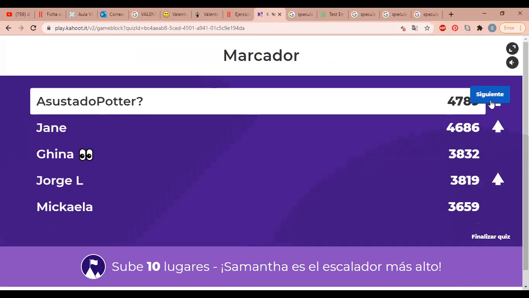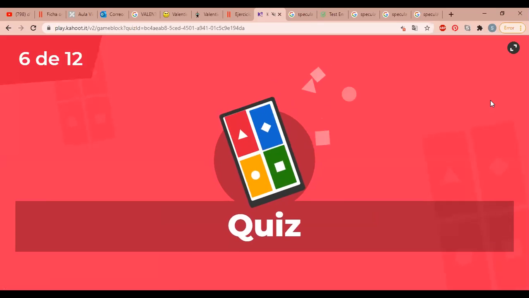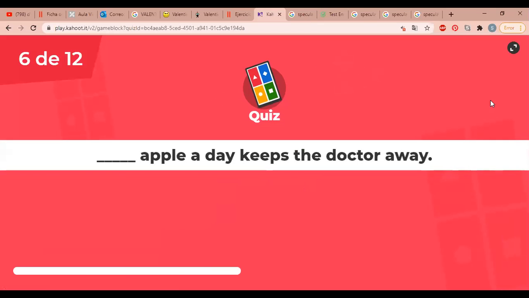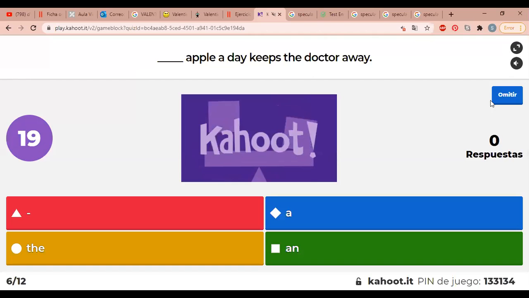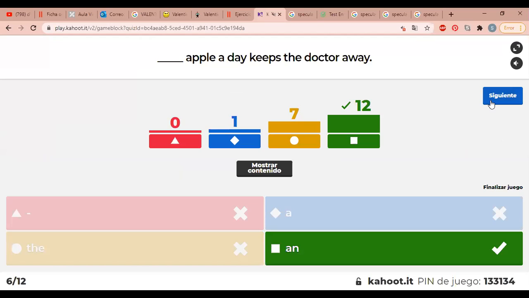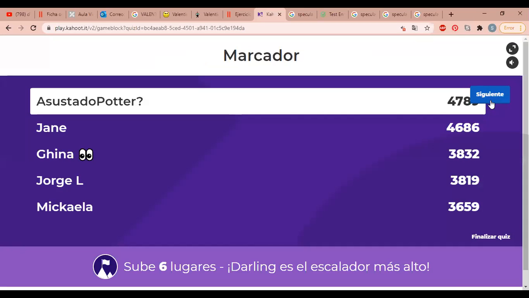Let's continue. Well done, Wilson. Let's continue with number 6. An apple a day keeps the doctor away. This is a very well-known idiom in English. Es una frase idiomática muy utilizada. What would it be? Yes, it's an apple a day keeps the doctor away. That's right. Let's see what's the next one.